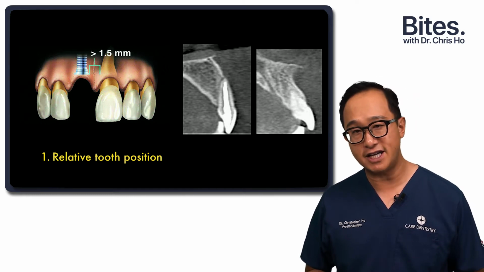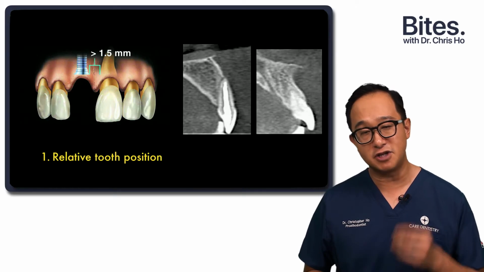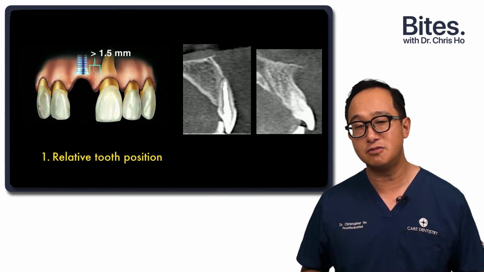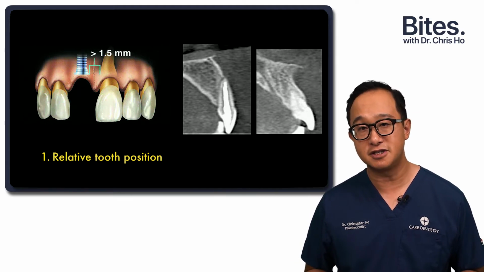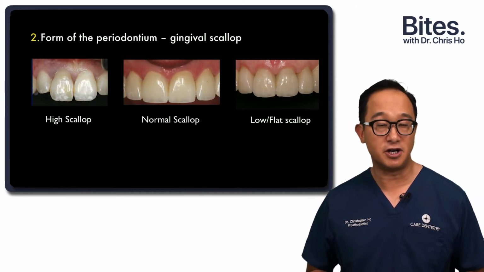While the case on the right-hand side, you'll see the tooth itself is much more centrally located within the ridge, as well as the buccal plate is much thicker. In a case like this, when the buccal plate's thick, of 1 millimeter or more, you have very minimal resorption of that ridge. The second key is the form of the periodontium.